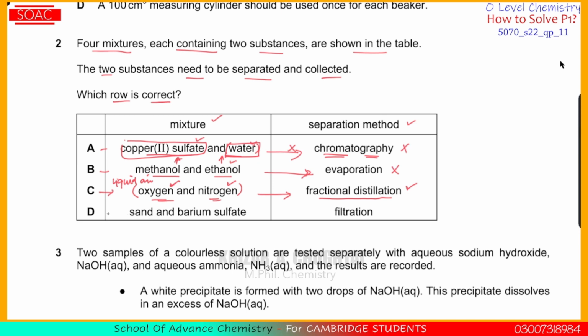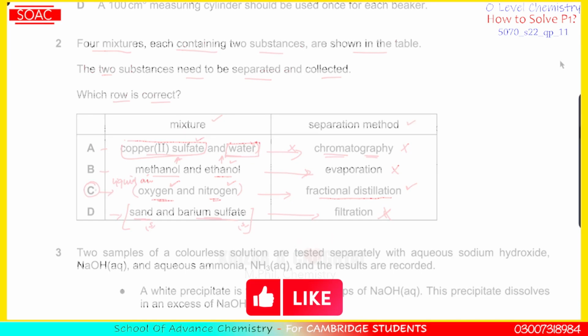However, let me check the D option. Sand and barium sulfate, the method is filtration. No. Basically, sand is water insoluble. It is a solid, and barium sulfate is also water insoluble. So neither can be filtered out. I mean, the mixture of these two substances cannot be separated by filtration. Again, it is confirmed that C is the correct option.